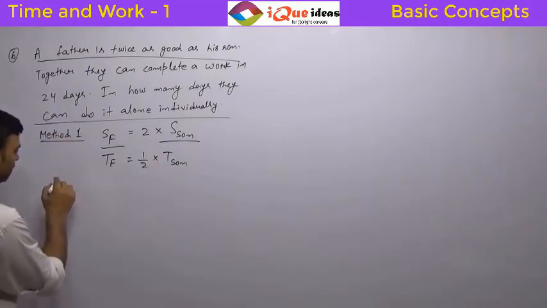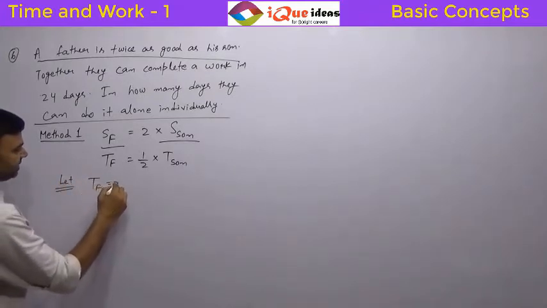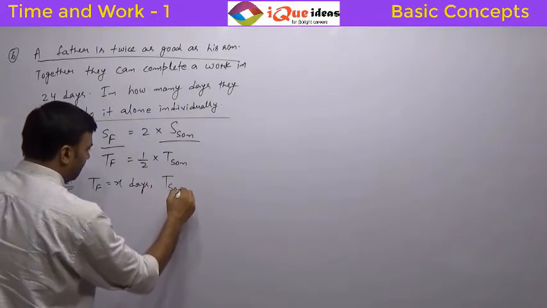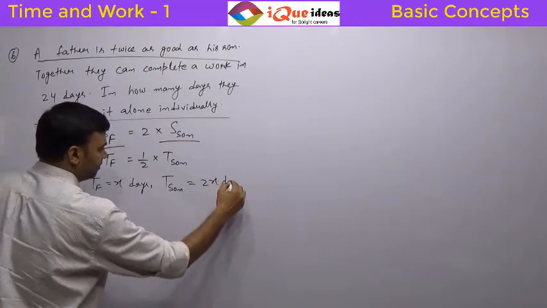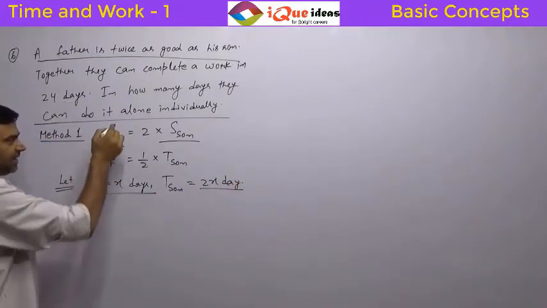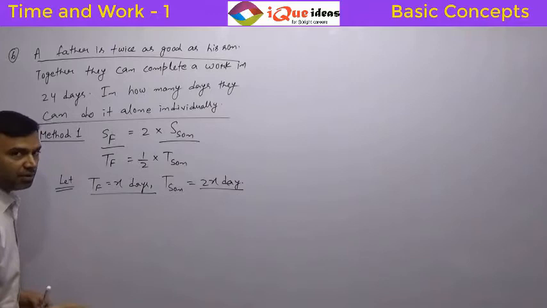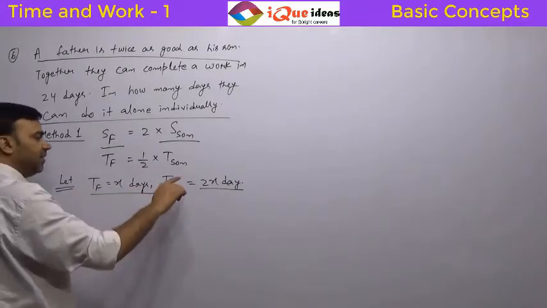So let's assume that the father takes X days. That means the son would take 2 into X, 2X days. Right? You know, you can directly reach this step. To explain this, I have written all these things. Right? Father is twice as good. So father speed is high. Father speed is double, twice. So father time will be half. So if father takes X days, son will take 2X days.